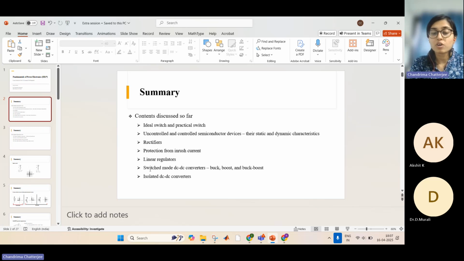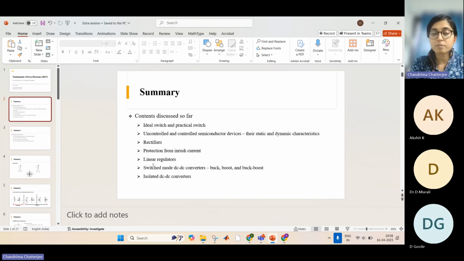And finally, we talked about switched mode DC-DC converters. So from this point onwards, the actual power electronic part started, the switched mode DC-DC converter. The most basic kinds of converters were buck converter, boost converter, and buck-boost converter. So buck converter basically steps down the input voltage, and we get a step down version of the input voltage. Boost converter, from the name itself, you know that it steps up the input voltage, and we get a higher voltage than the input voltage. And buck-boost converter can perform both the actions. It can step down, and it can also step up the voltage.